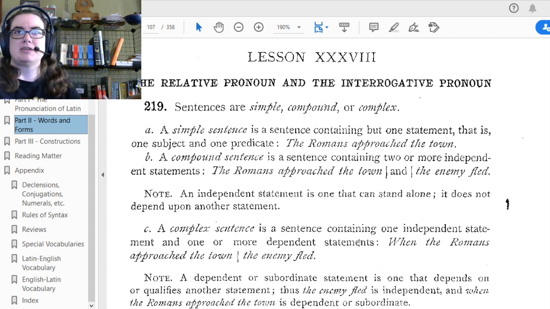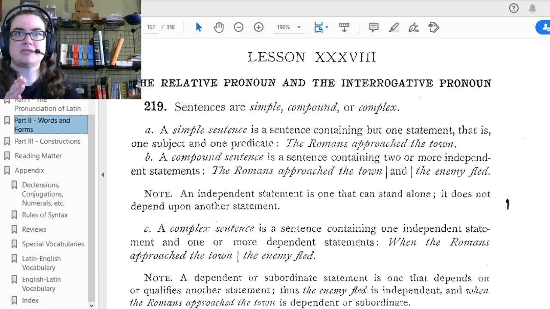All right. Oh, he's taking it back. We're taking it back a step here. Sentences are simple, compound, or complex. Oh, sometimes you just need the big picture, okay? A simple sentence has one statement, a subject, and a predicate. Done.